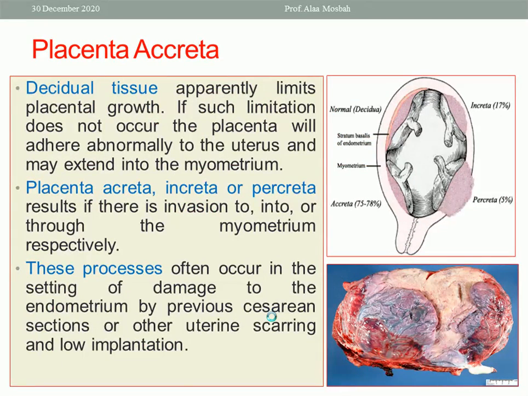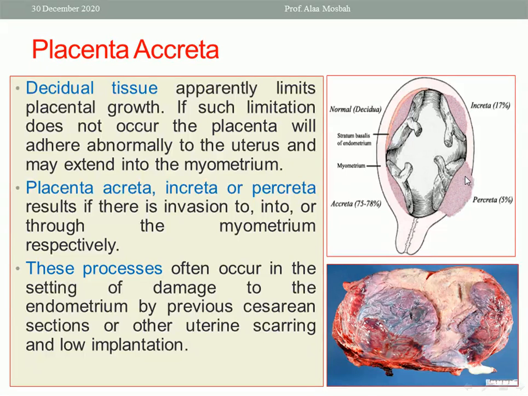Another abnormality of the placenta is abnormal attachment to the uterus. As you see in this picture, there is invasion of chorionic villi into the muscle wall. If the chorionic villi are just attached or there is little invasion, we call it accreta, which is the commonest. But if the invasion goes more inside the muscle wall, it is called increta.